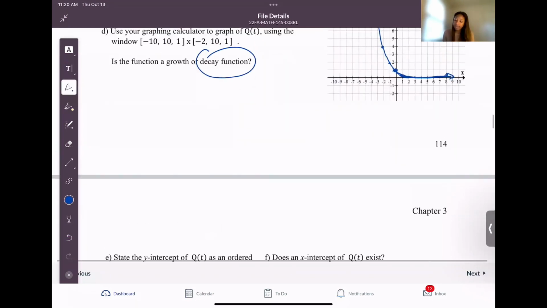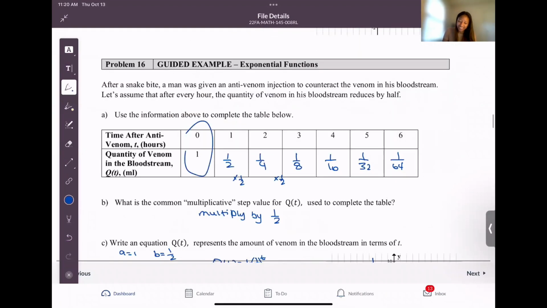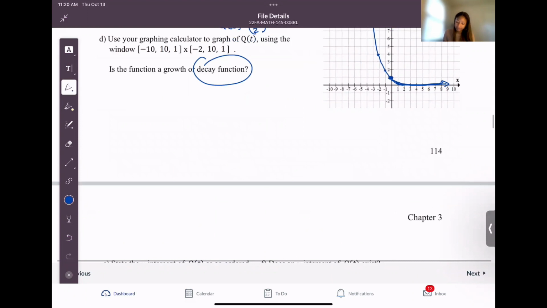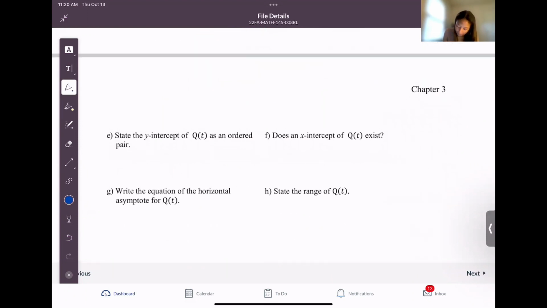What's the y-intercept? We see from the graph and from the table that the y-intercept is (0, 1). There is no x-intercept. The horizontal asymptote is at y equals 0. And for the range, again, y values can never be negative, so the range is (0, infinity).